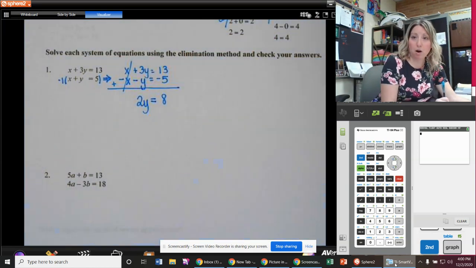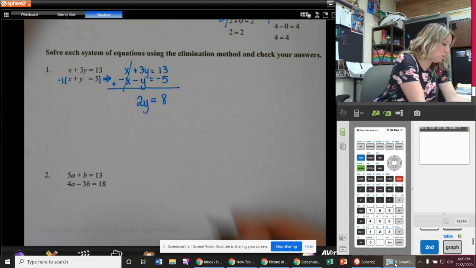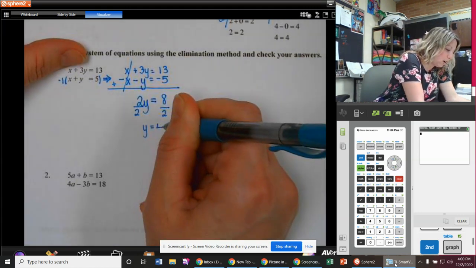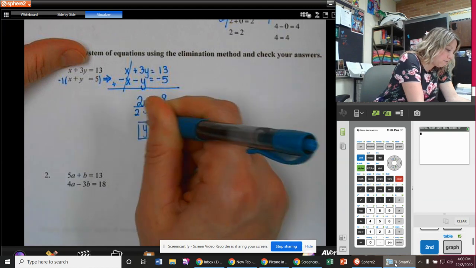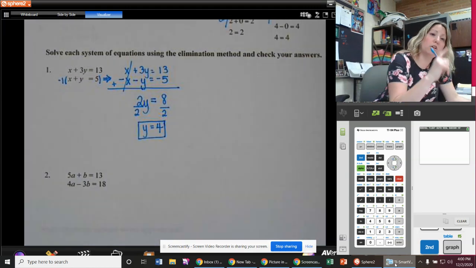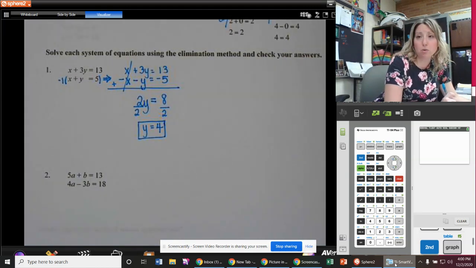And now if you want to get y alone, what's the opposite of multiplying by 2? Divide both sides by 2. We get y equals 4. So there's one variable that I know. That one variable I know is what's going to go in place of y in one of the two equations. It doesn't matter which, so I'm going to pick what I find to be the easier of the two.